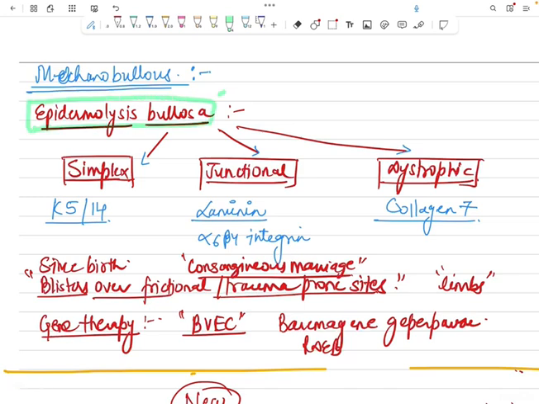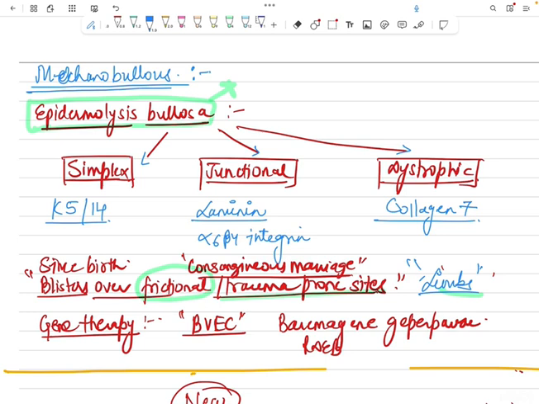A child born out of consanguineous marriage develops blisters, right? Blisters over two sides. I mean, they will write either frictional or trauma-prone sites. What are the frictional trauma-prone sites? Limbs, right? Lower limbs, upper limb, hand, feet, all these things are trauma-prone sites. Hands, feet, palms, soles, elbows, groin, wherever friction is present, right?